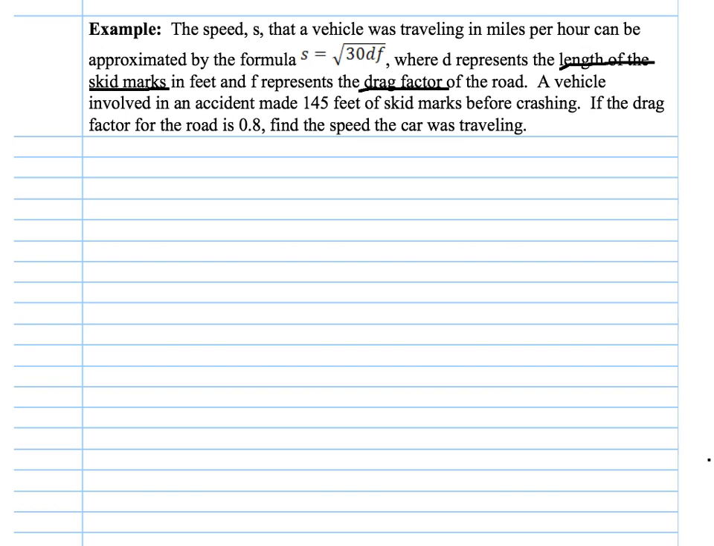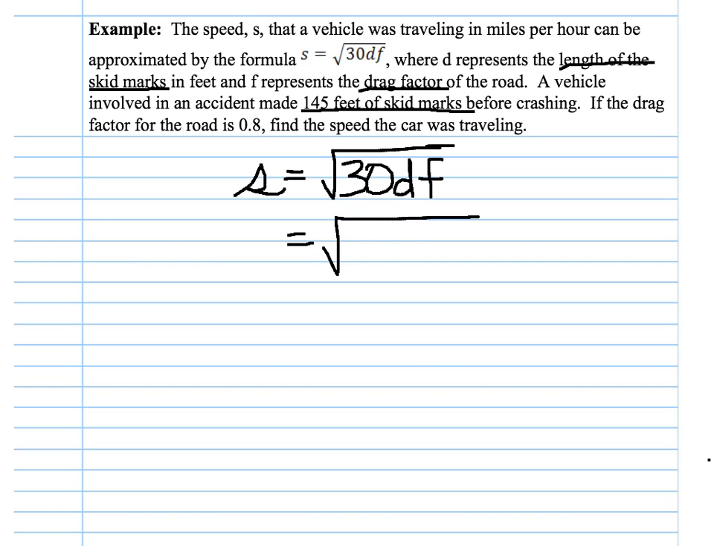All right, well, we're going to use the formula s equals the square root of 30 times d times f. It told us that the car made a skid mark of 145 feet. 145 feet is the length of the skid marks. That's d. So we have the square root of 30 times 145, and the drag factor of the road that it was traveling on is 0.8.